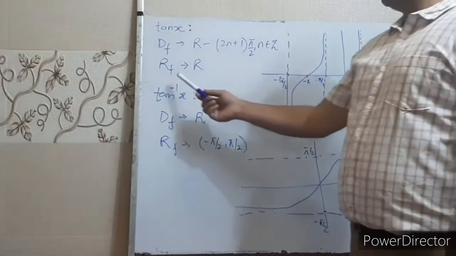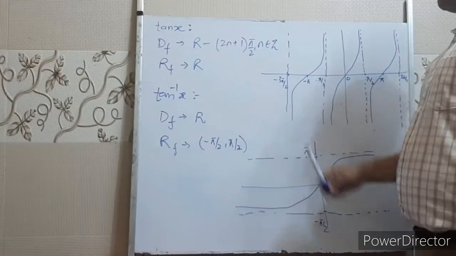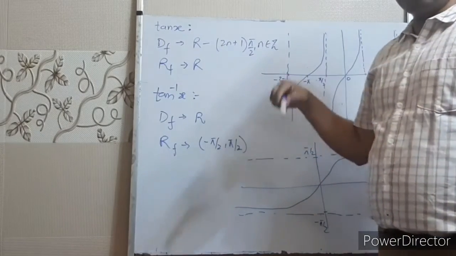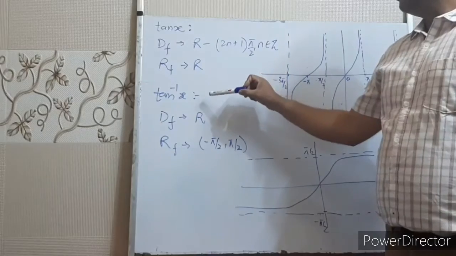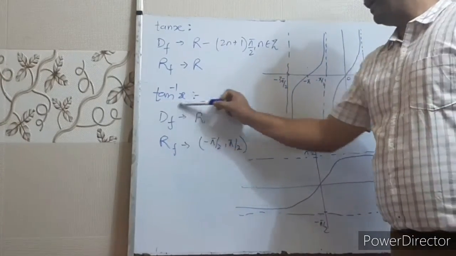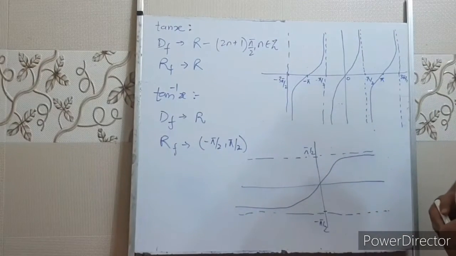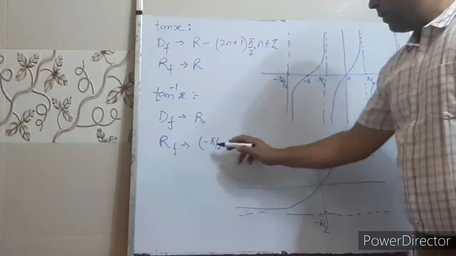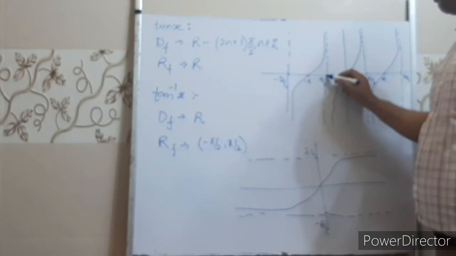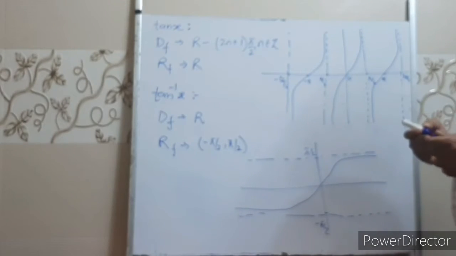So the range of tan x is all real numbers. Again, this is a many one function. So to make it a one-one onto function, to make tan x bijective so that we can calculate its inverse, we are applying a restriction, and this restriction is -pi by 2 to pi by 2. So in this interval, -pi by 2 to pi by 2, tan x is a one-one function.